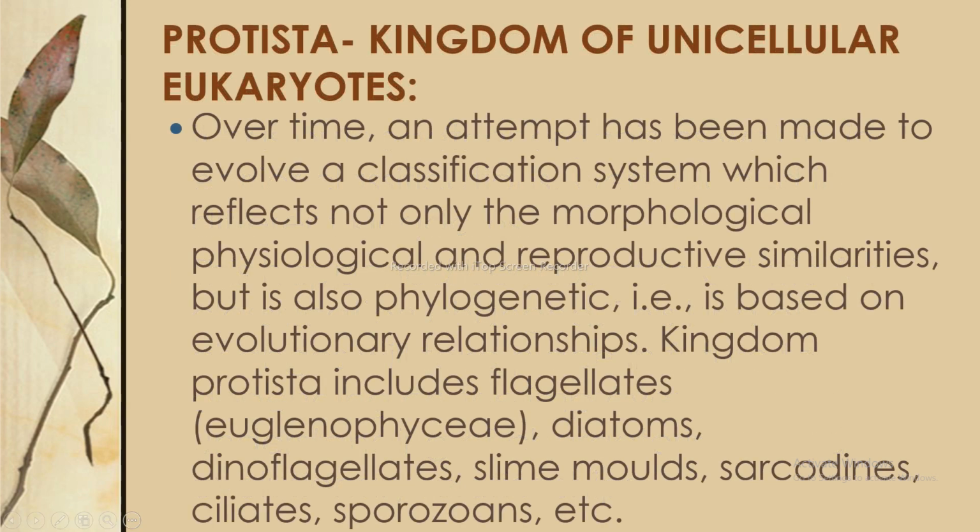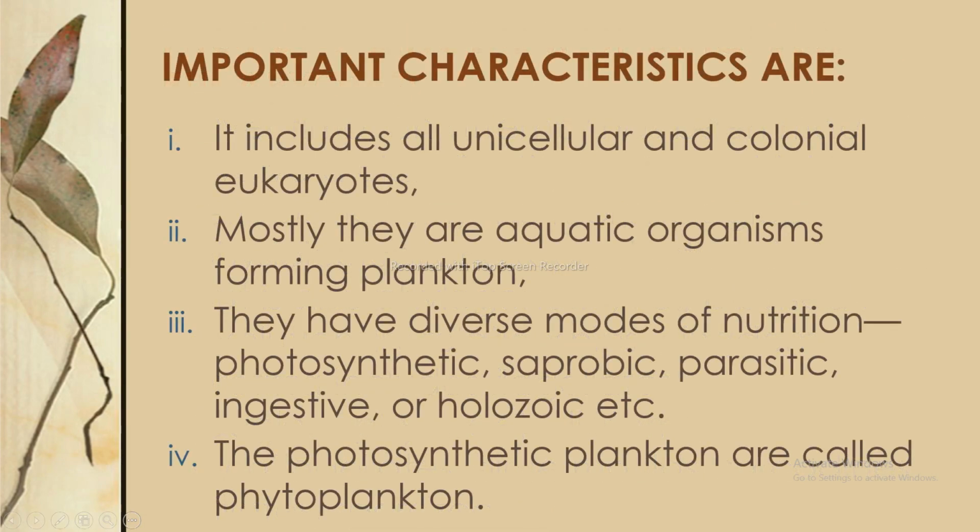Over time, an attempt has been made to evolve a classification system which reflects not only the morphological, physiological and reproductive similarities, but also the phylogenetic, that is, evolutionary relationships. Kingdom Protista includes flagellates, euglenoids, diatoms, dinoflagellates, slime molds, sarcodines, ciliates, sporozoans, etc. Important characteristics are: it includes all the unicellular and colonial eukaryotes. Mostly they are aquatic organisms forming plankton.